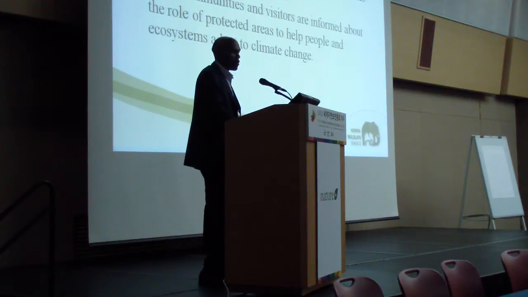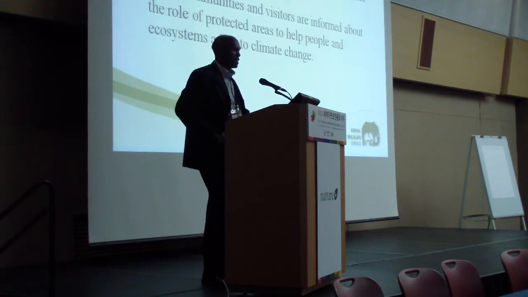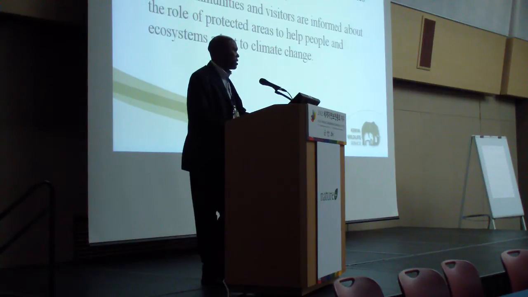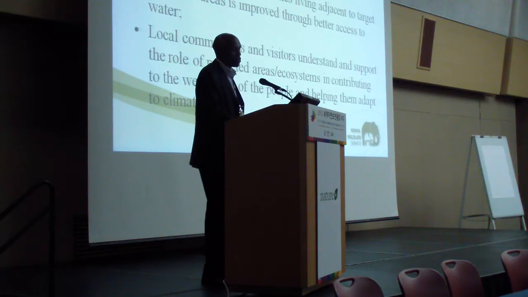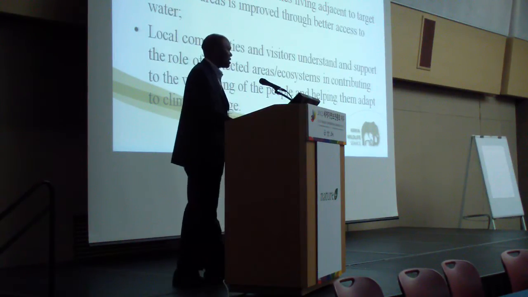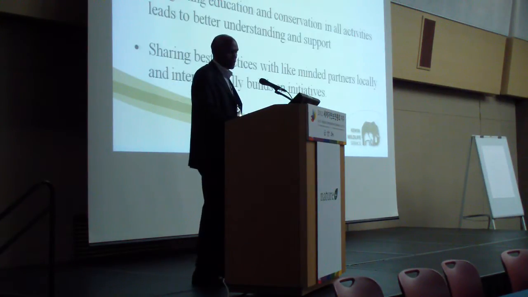So what are our short-term results? Of course, that our important wetlands shall be restored, and there is enough water available for local communities and our wildlife. And then the visitors get informed about our protected areas and help people to adapt to climate change. In the long term, of course, which is critical to us, the ecological integrity of the ecosystems and our protected areas is restored. Then the livelihood of the communities around these areas is improved through better access to water and reduced human-wildlife conflict. And then local communities and visitors understand and support the protected areas in contributing to the well-being of the people and climate.